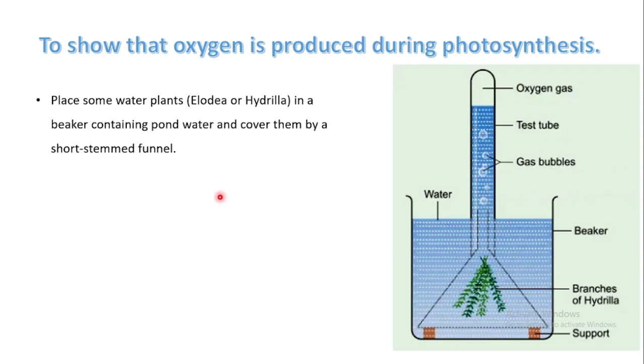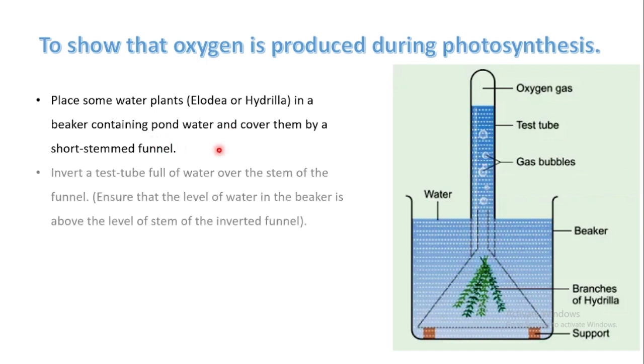Also you have to take pond water. You should not be taking distilled water, or RO water which you use for drinking. So take pond water. Now invert a test tube full of water. Take a test tube, completely fill it with water and invert it over the funnel. Ensure that the level of water in the beaker is above the level of the stem of the inverted funnel. So the level of the water in the beaker should be above the level of the stem.